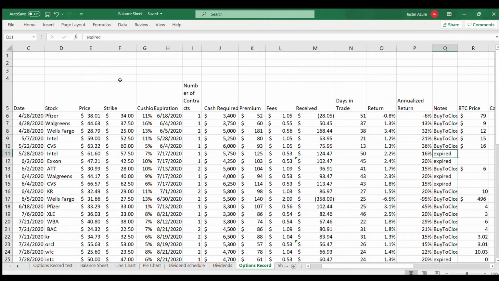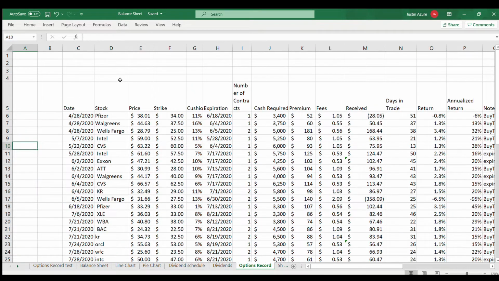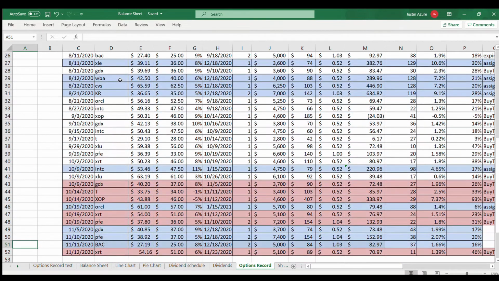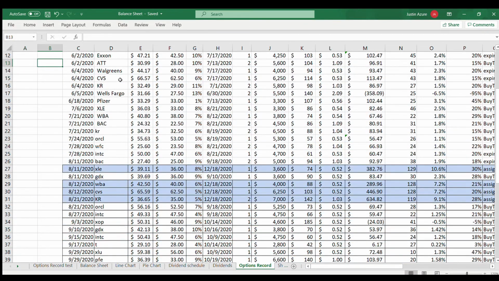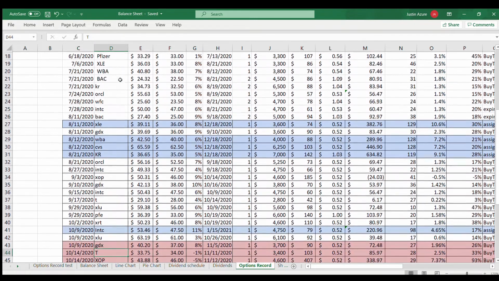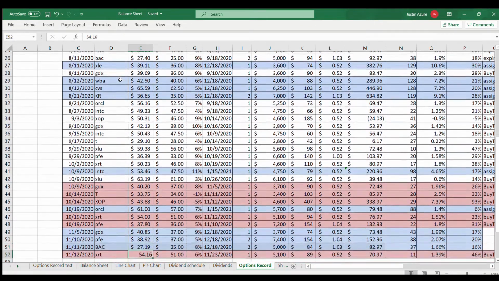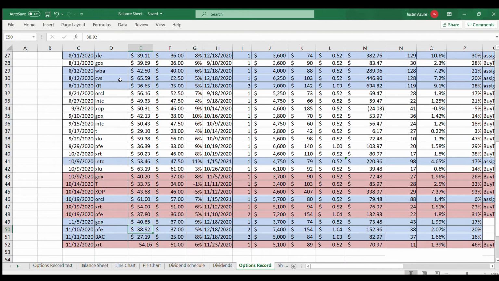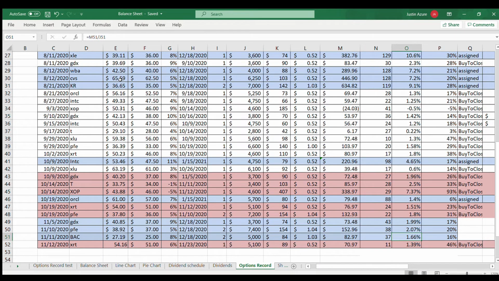It either expires and then I just keep my money, or I buy to close it and then I subtract that from money received. Now the white ones are things that I'm clear from. This is all closed out and it's history. It's all over with. Then I have some color coding. The blue ones are contracts that I still have open. And the red ones are ones that I close out in the current month.